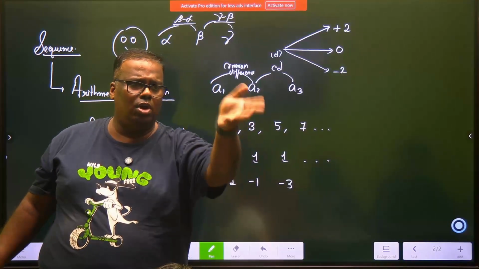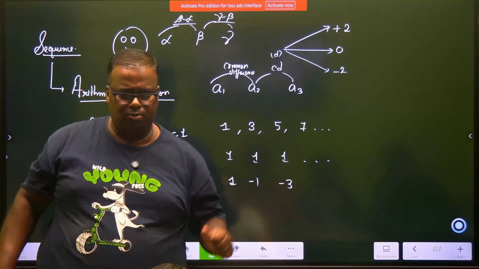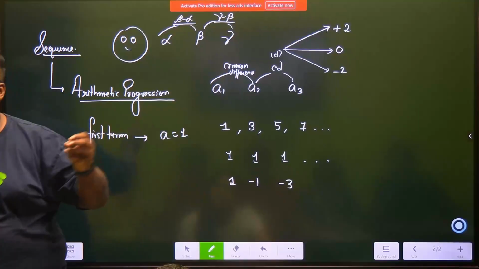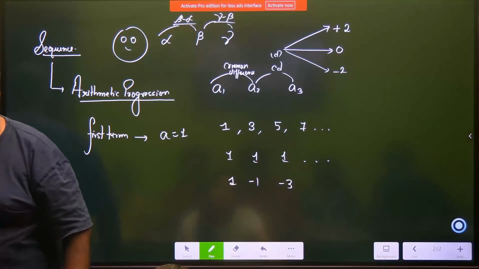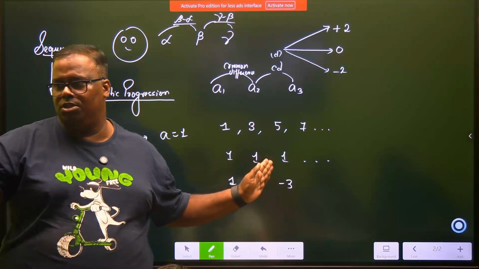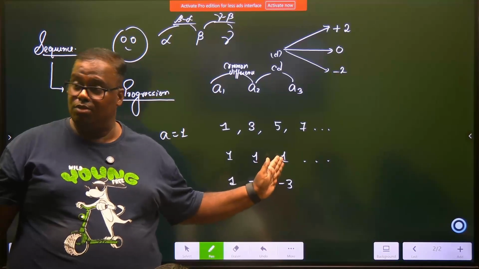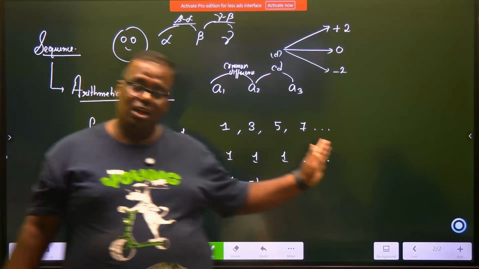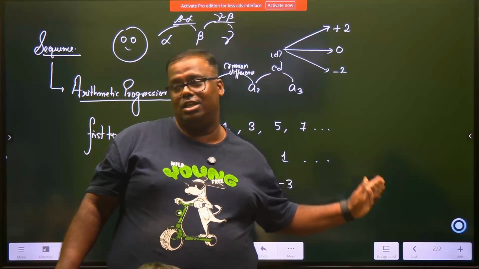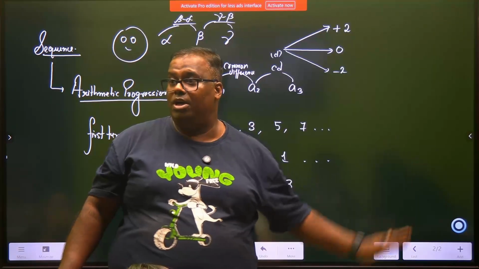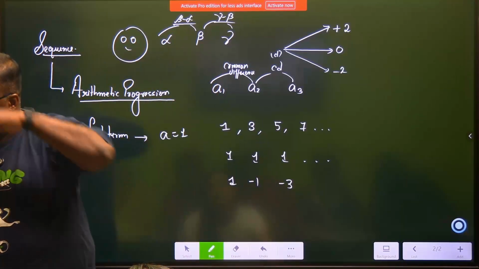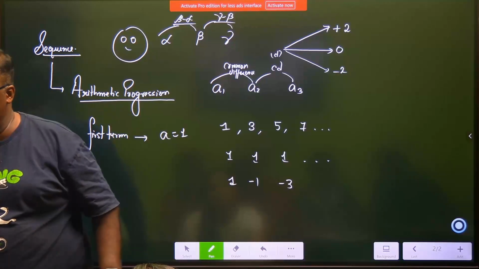Every year you are my maid. Don't take it otherwise. Every year we will increase your salary by 500 rupees. First year we gave you how much? 500 rupees, 1000 rupees. Next year your salary will be 1500. Next year your salary will be 2000. Then next year 2500.